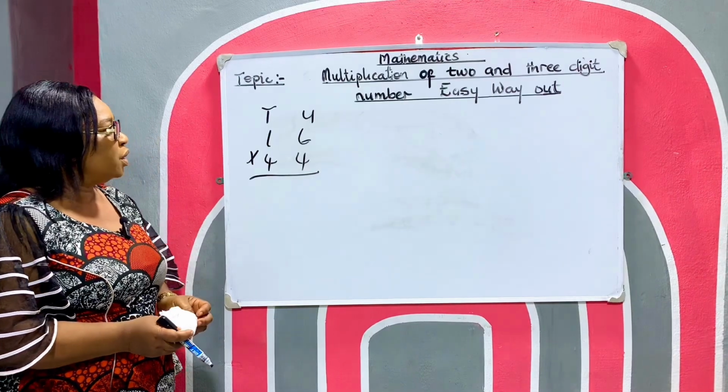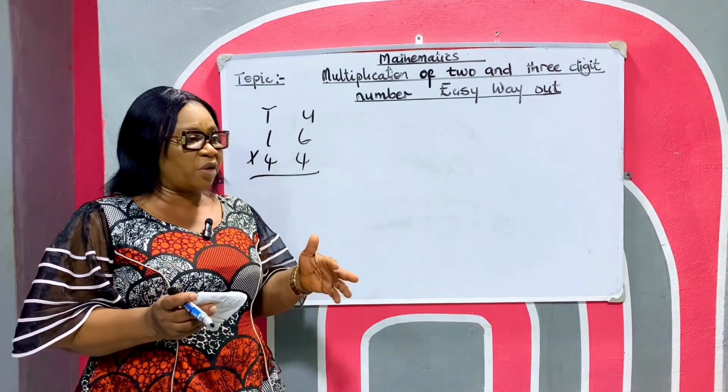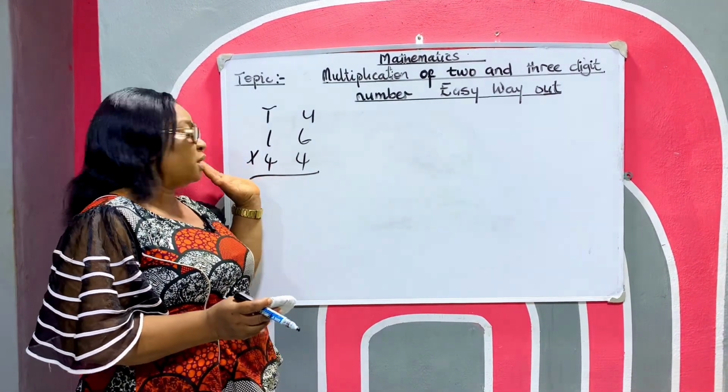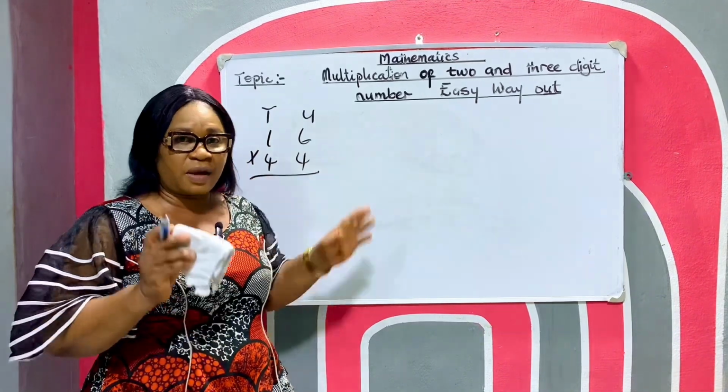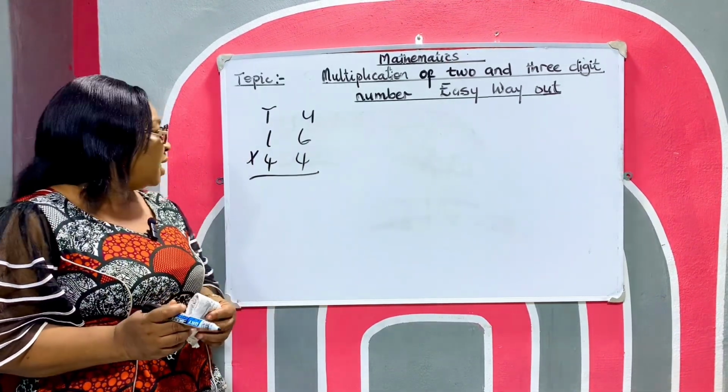So today, as we want to do some brain exercise, let's get into class. Today we are going to multiply 2 and 3 digit numbers in an easy way. In case you are in a quiz competition, somebody asks you 16 times 44, and in a second you just give the answer. That's what we are going to get into now as we give ourselves our brain exercise.